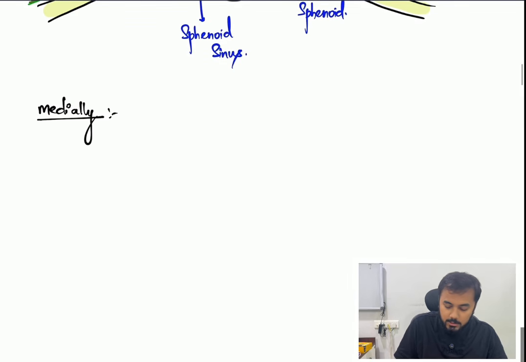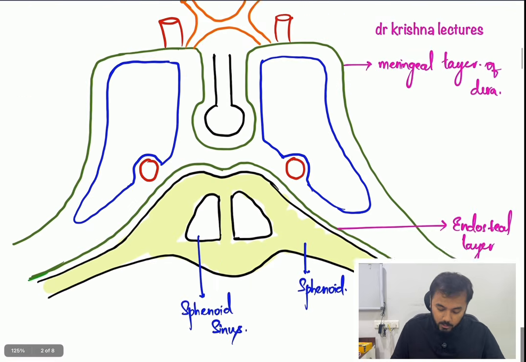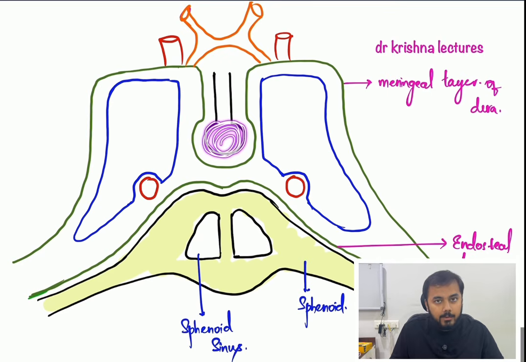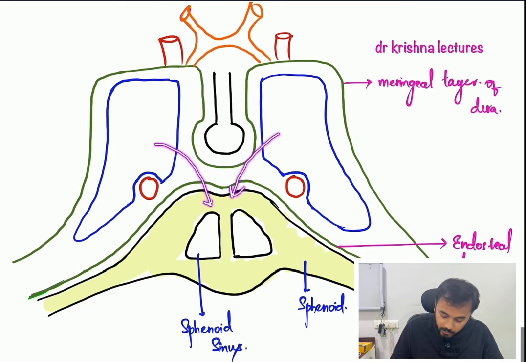What are the structures that are located medially? Now the first important structure which you can see over here is your pituitary gland. Pituitary gland is located medially, right? And medially what do you have? You have got sphenoid sinus also. When I tell sphenoid sinus, obviously sphenoid bone also will come.